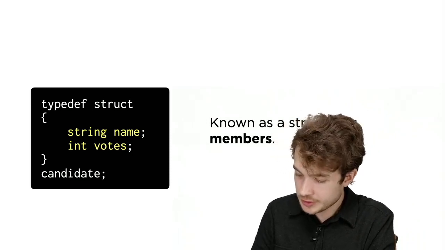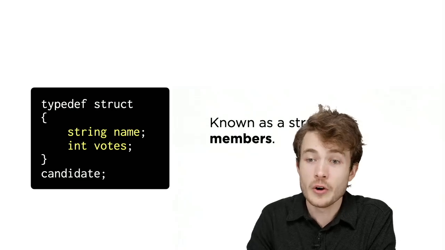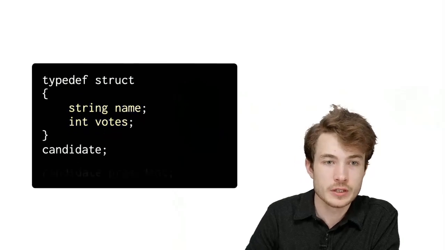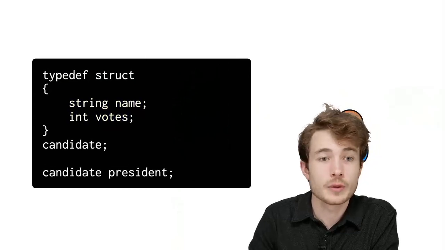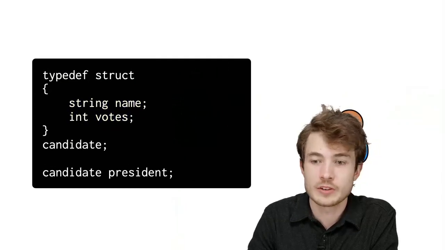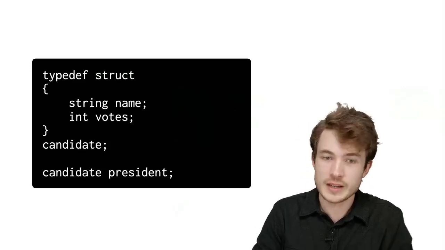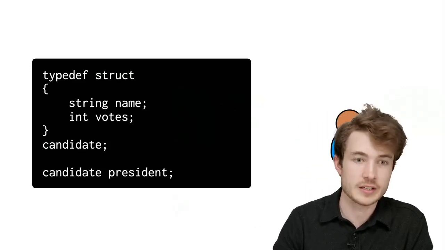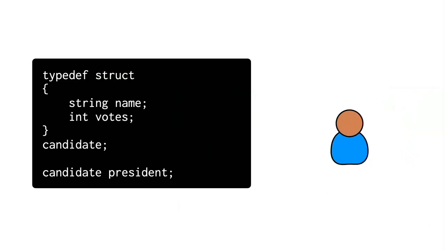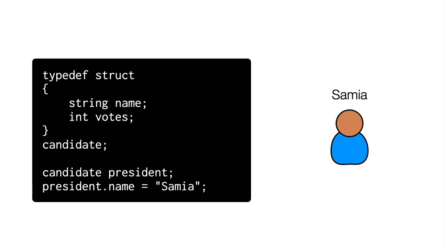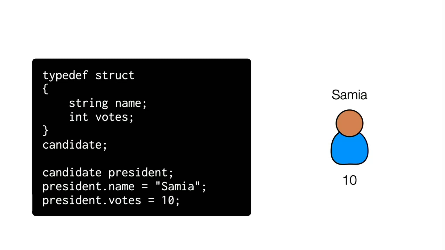So let's consider here actually making our very own candidate. We'll go through here and say, let's create a candidate called president. And on the right-hand side, we have this picture of a candidate. Now, if we want to give this candidate a name, we could do so like this. We could say president.name equals whatever name we have for them. So in this case, Samya. And now if we want to give them some number of votes, we could say president.votes now gets the value 10.